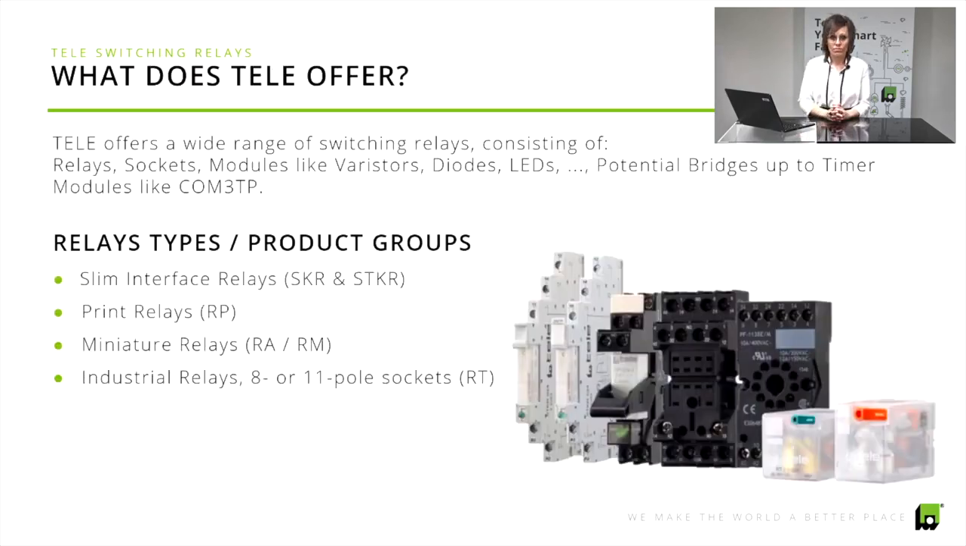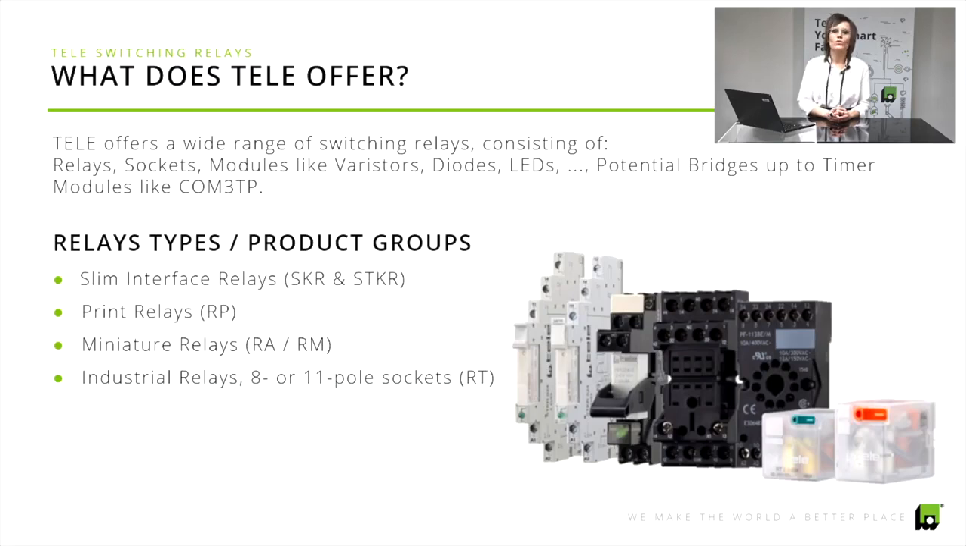What does Tele offer? Tele basically offers a wide range of switching relays. This consists not only of the relays, but also of the so-called accessories. In our case, accessories comprise especially the whole range of sockets, the different models. This can be a varistor, a diode, different LED models, a potential bridge, up to a time switch module, which is a proprietary product of Tele and is called COM3T. We will talk later more about the COM3T and the application.